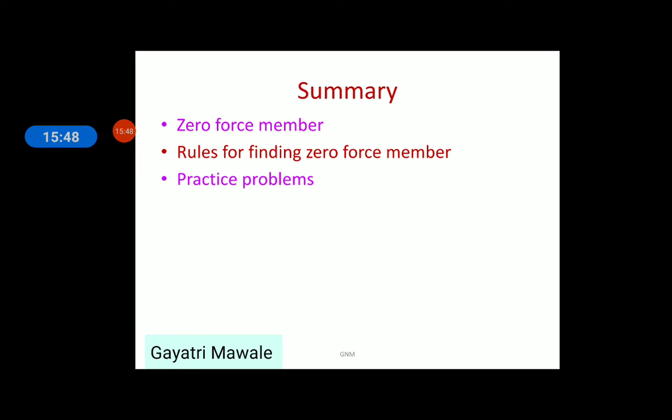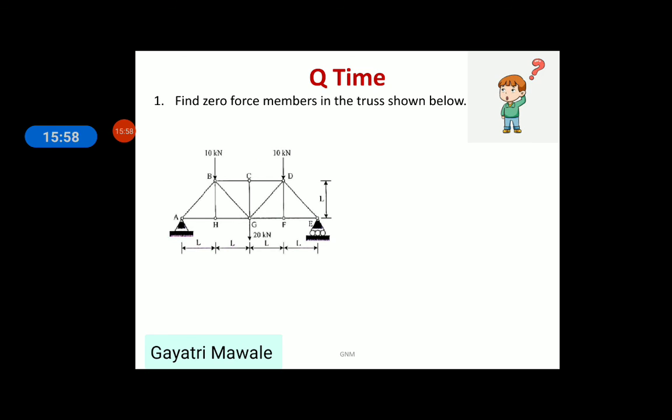So in this lecture we have seen what are zero force members, rules to find zero force members, and we have solved practice problems. This is time to check your understanding. This is your homework problem. Find zero force member in the truss shown below.